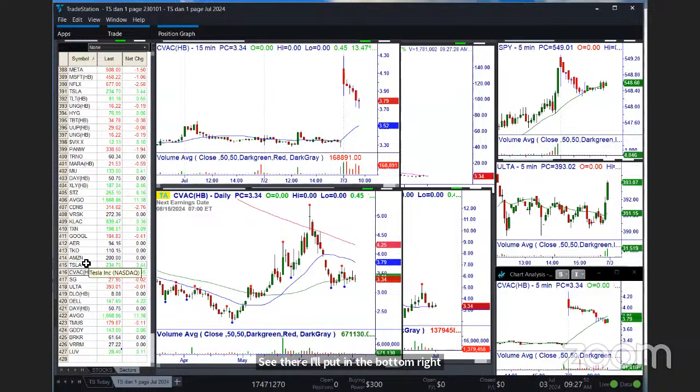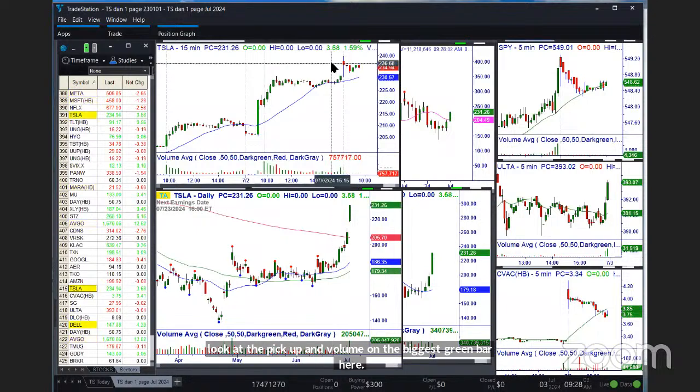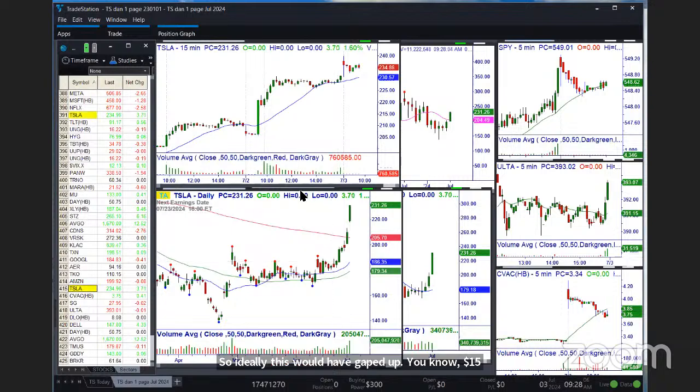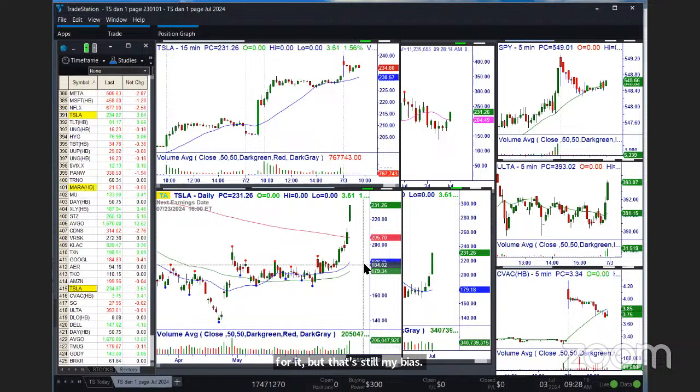Tesla, we talked about. When things get crazy like this, and look at the pickup in volume on the biggest green bar here. Ideally, this would have gapped up, $15. And then I would be all over this 30-minute low for a call spread, but that's still my bias. Today's Wednesday, tomorrow's close. So if we do a call spread, we only have a day and a half of risk of trading days. So that's a call spread watch.